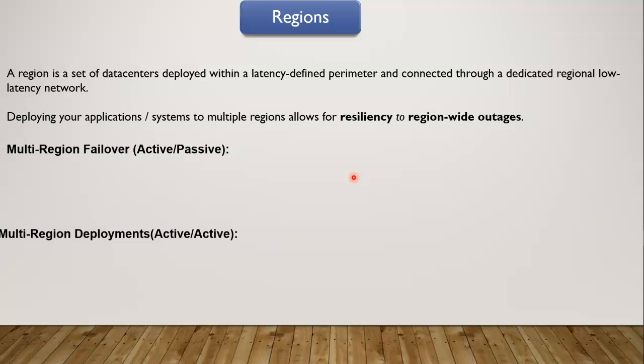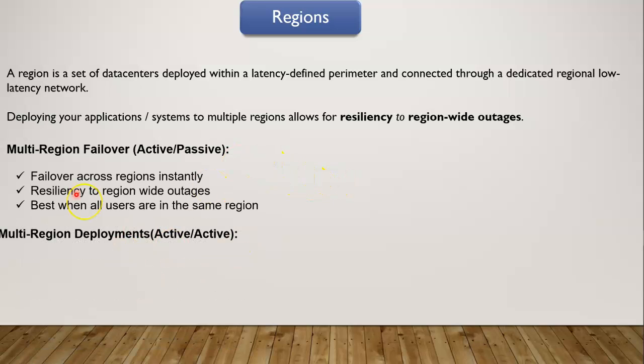The way we can take advantage of having all these regions is to use what's called a multi-region deployment. What that means is we can deploy our applications and systems to multiple different regions to take part in that resiliency that Microsoft offers to us.